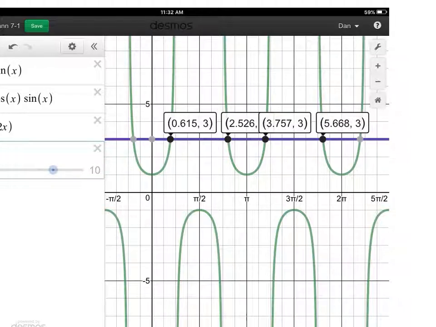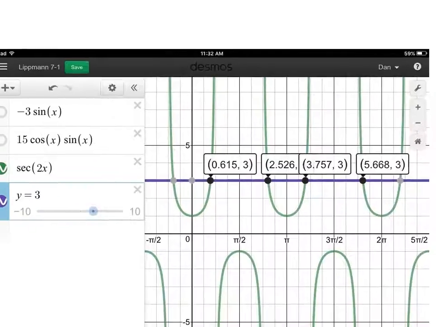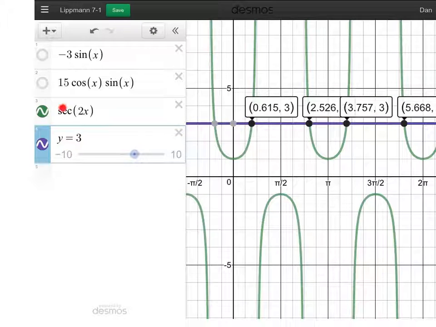And looking at what Desmos.com gave me, I had it graph the secant graph and y equals 3, and then I looked for the intersections, and we can see those 4 solutions. Okay, so I'm okay.